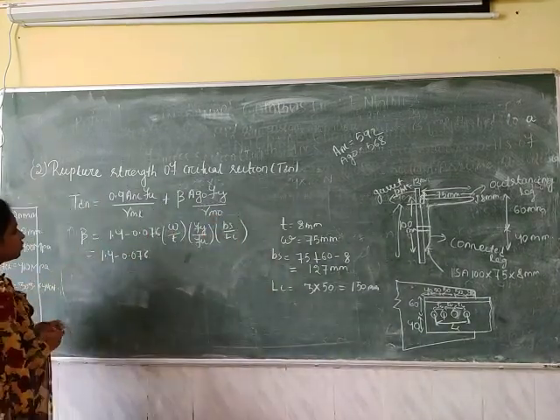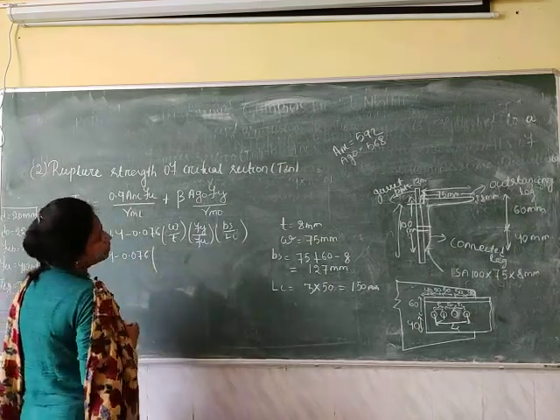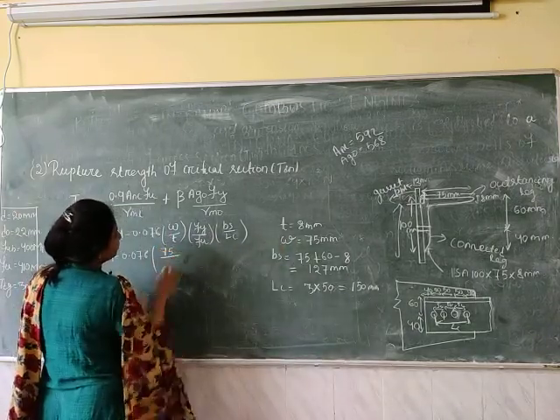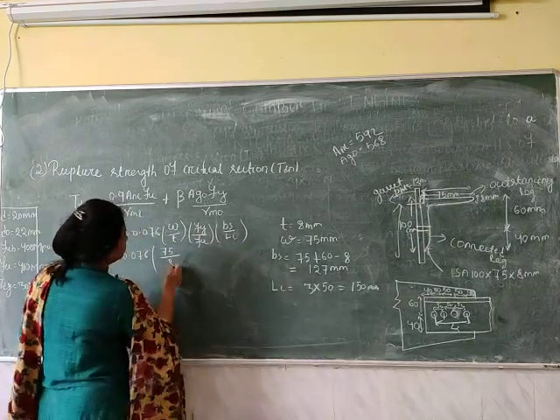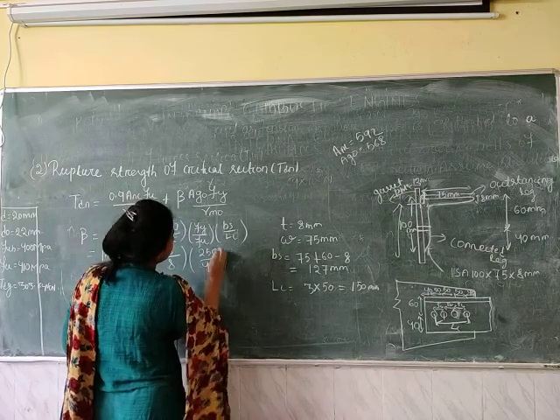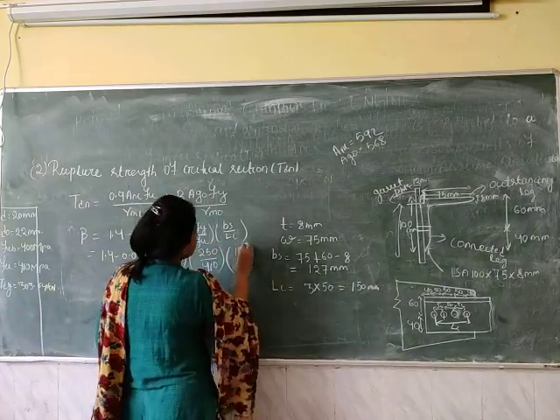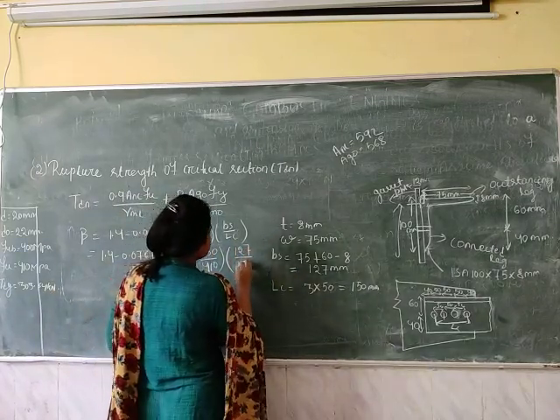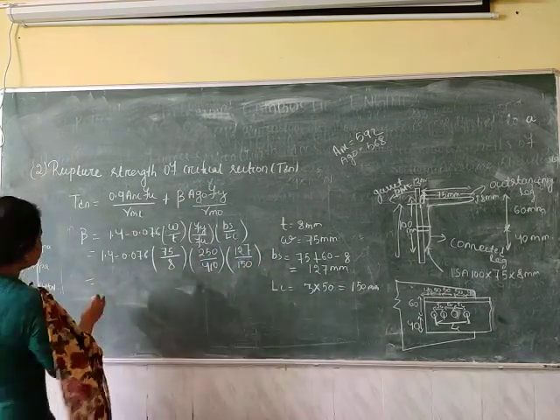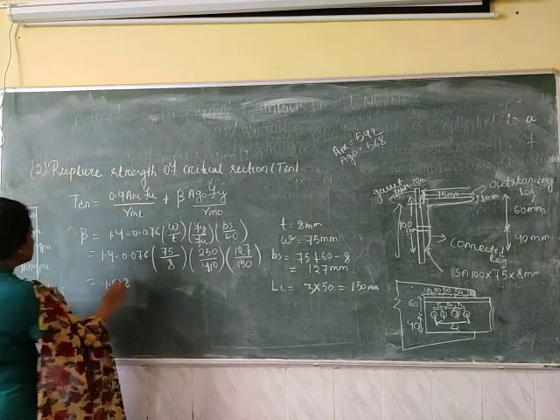Okay, so then put all the values here: 1.4 minus 0.076, then outstanding leg width W is 75 mm divided by 8 mm, Fy is 250, Fu is 410, then shear lag width is 127 mm, length of connection is 150 mm. So the value of the beta is coming 1.032, but there is a range for the beta.